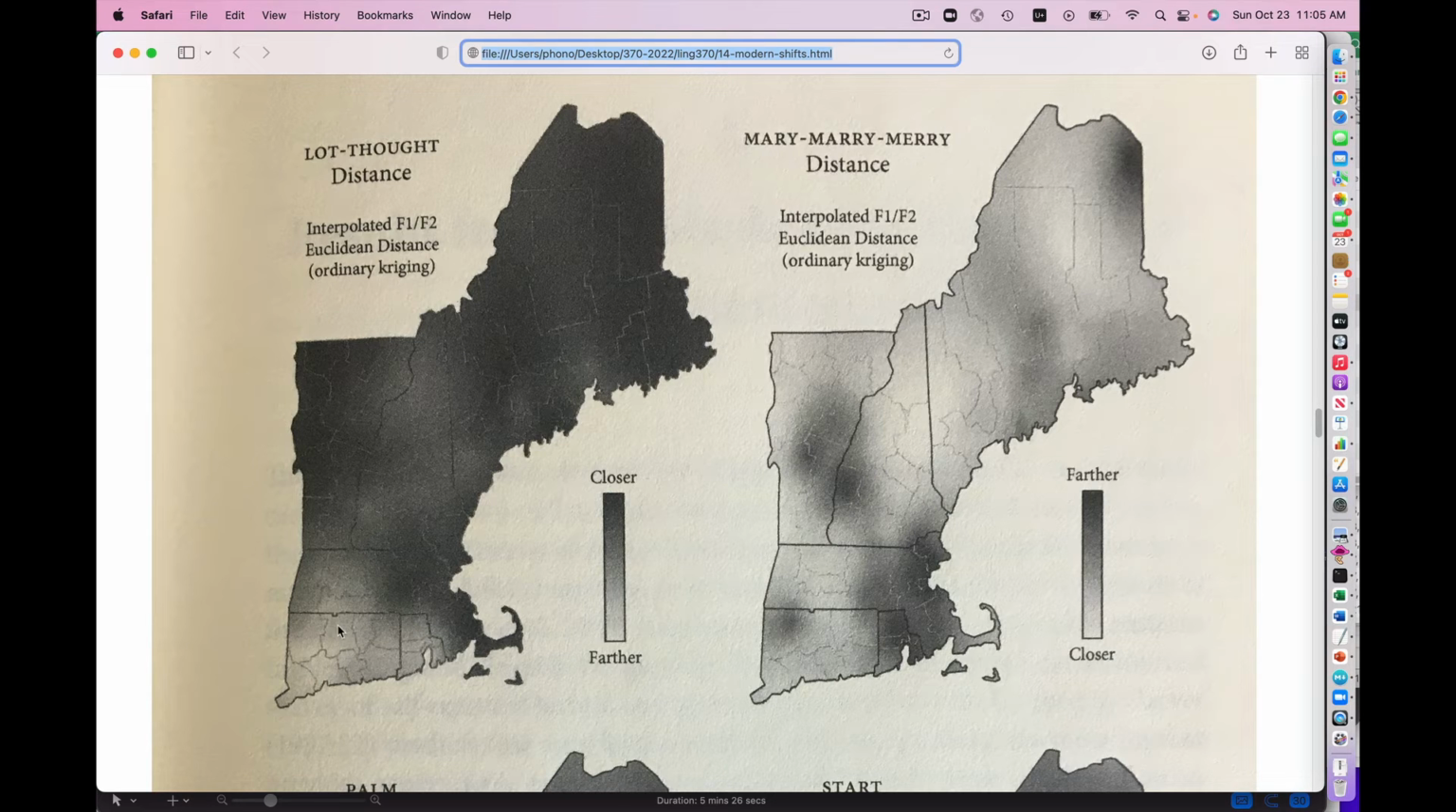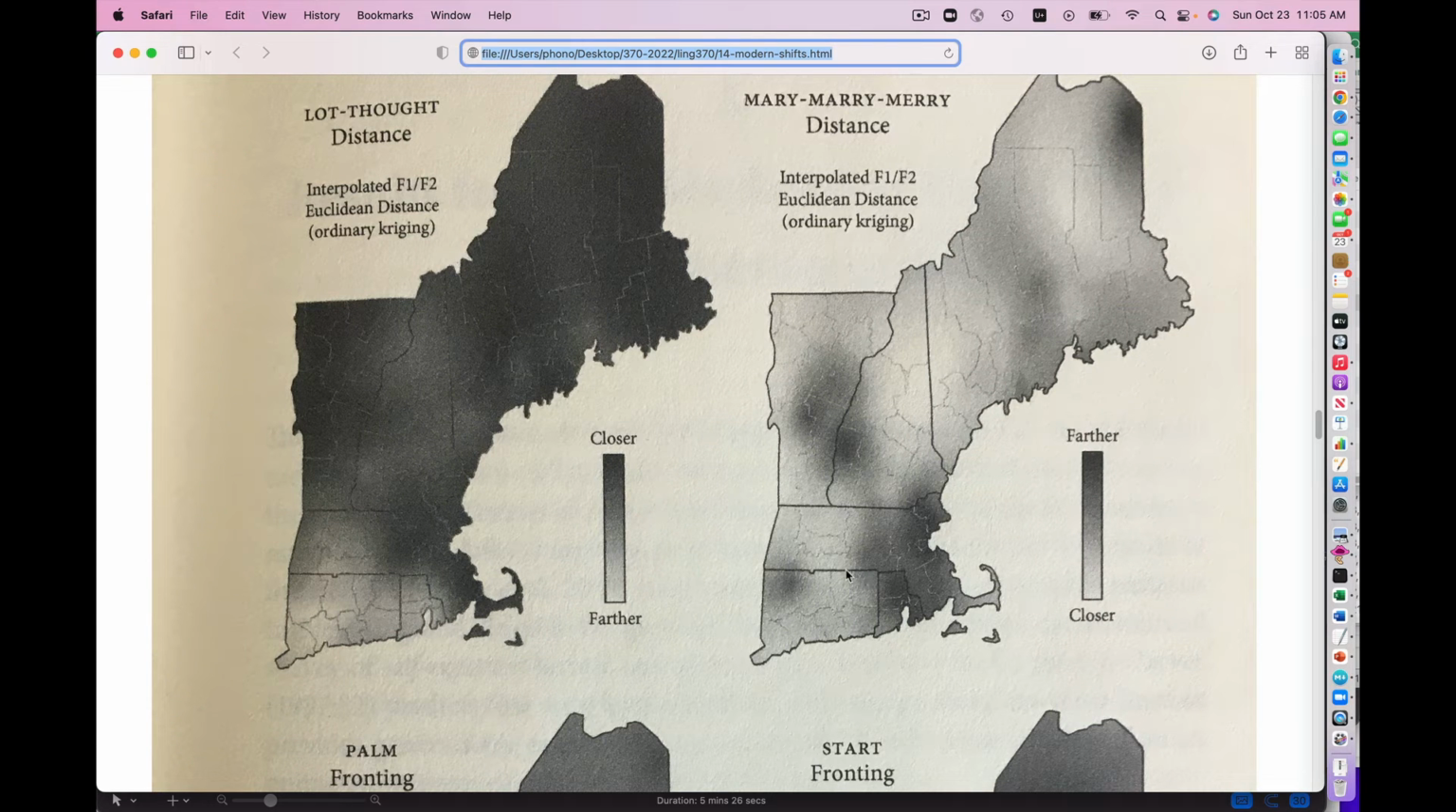And you can see that this area up to the north, in general, has very little distance between those two vowels. And then down towards the south, there is more difference, especially as we go down through Connecticut towards New York.